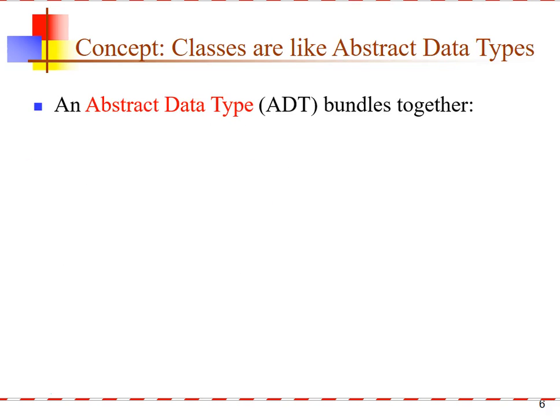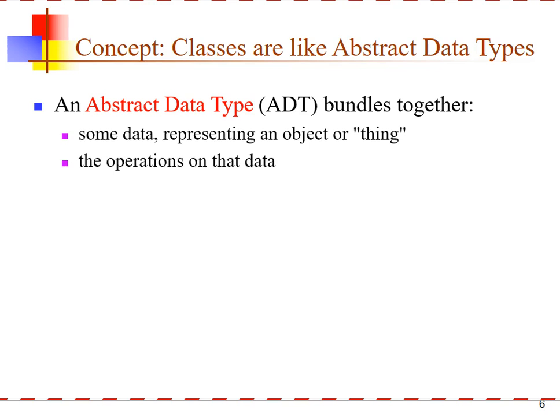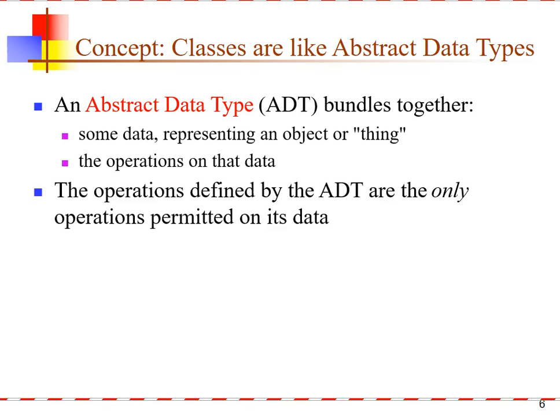A class is considered an abstract data type. And so this abstract data type bundles together your data and then the operations. The operations on the ADT are the only operations permitted on that data. Like nothing outside of that class can access that data. No other operations that are defined outside the class can work within that class.